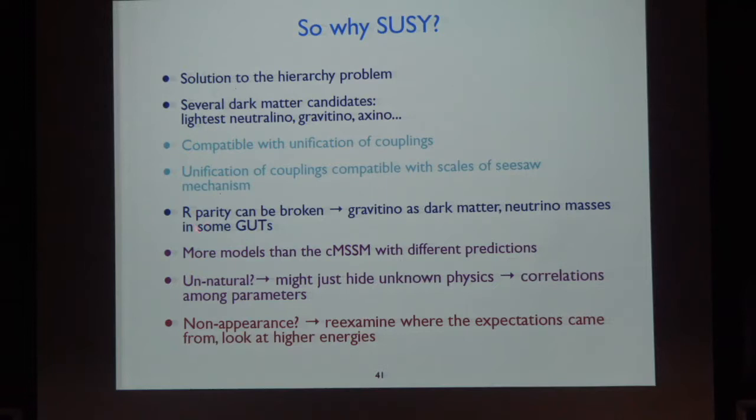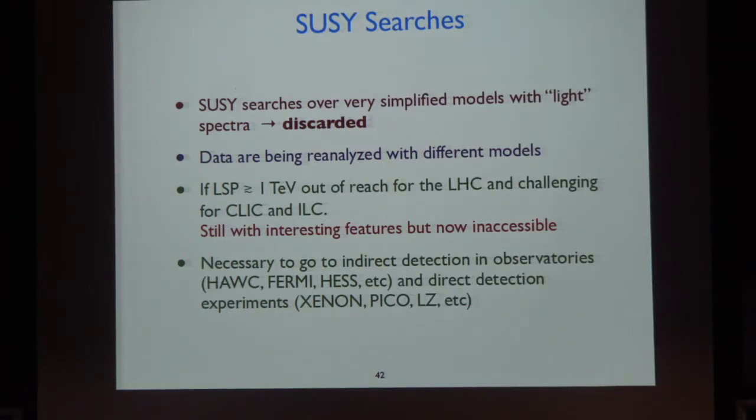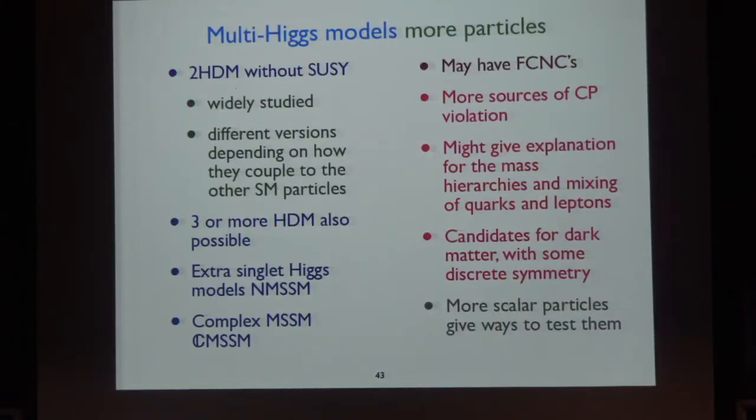You can break R parity, and you have the gravitino as dark matter, which is practically undetectable. But more models than the constrained MSSM should be considered. And if you think that it's unnatural, it just might be hiding unknown physics. It is unnatural. It doesn't have neutrino masses, and it doesn't have an axion. So the MSSM really should be complemented, again, with a mechanism to generate neutrino masses and for the strong CP problem. And the loss of appearance, well, we examined how you build the supersymmetry, where the expectations came from, and where you have to look everywhere at higher energies. So that's basically what I just said.